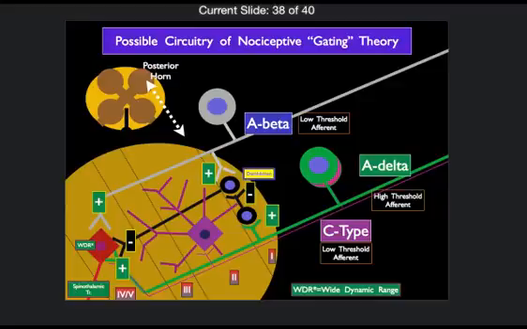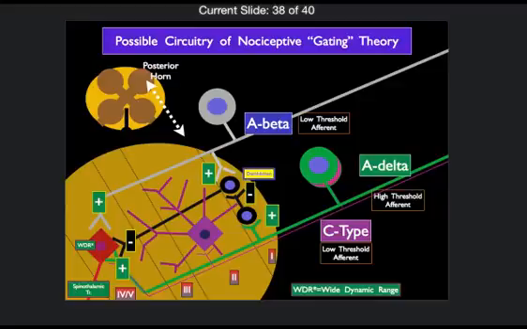Coming off of A delta and C-type, nociceptive input goes to an inhibitory neuron, which is an example of disinhibition to shut down the inhibition of the WDR neuron, and at the same time, those 2 pain fibers are stimulating.